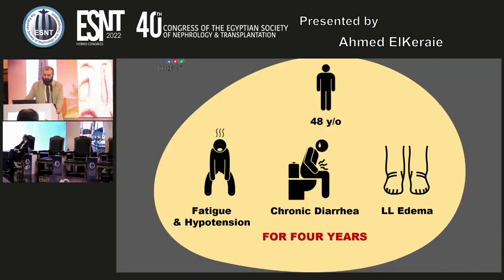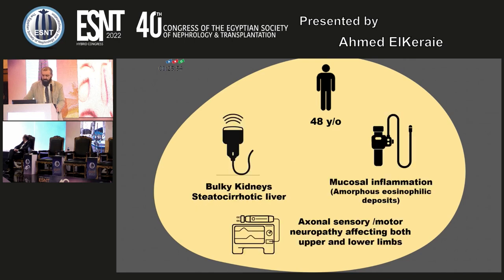This patient is 40 years old, a real patient in our university hospital. He presented with fatigue and hypotension. He had chronic diarrhea and lower limb edema for 4 years. An ultrasound showed bulky kidneys with a steatocirrhotic liver. He had an upper and lower GI endoscopy because of the chronic diarrhea, which showed non-specific mucosal inflammation and amorphous eosinophilic deposits in the biopsy.